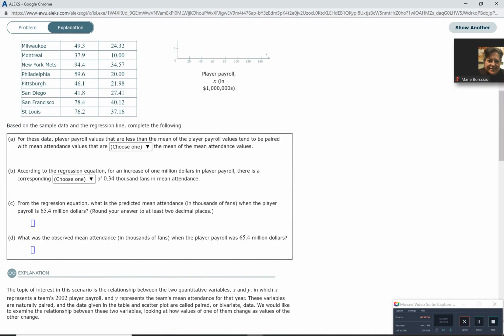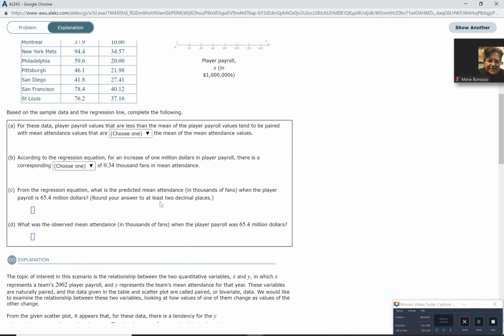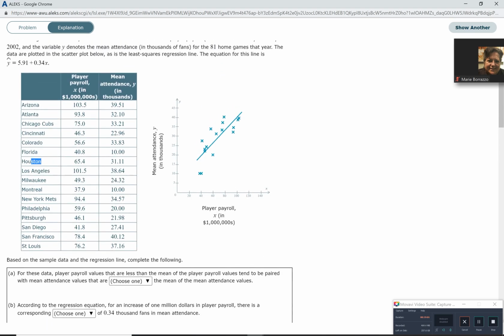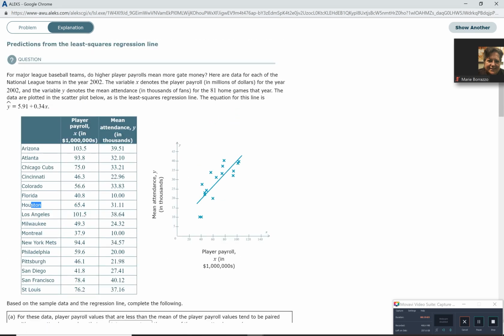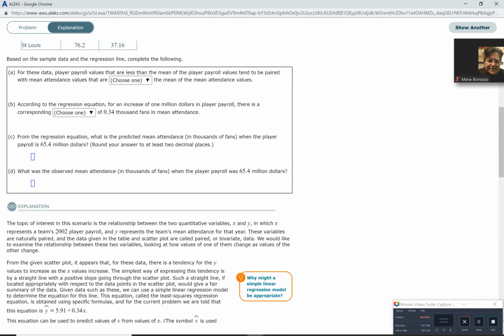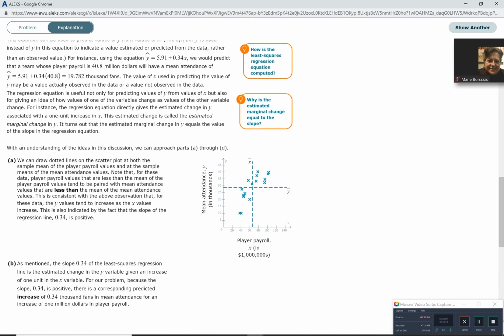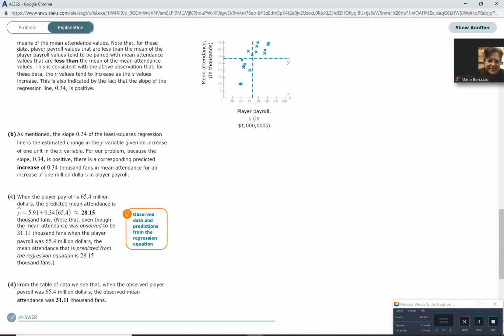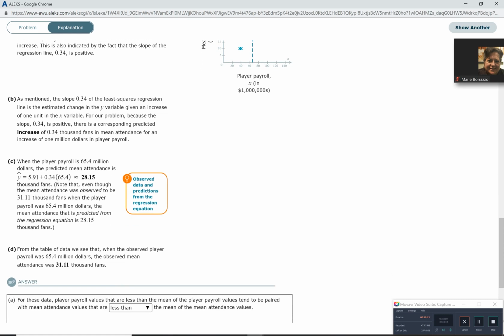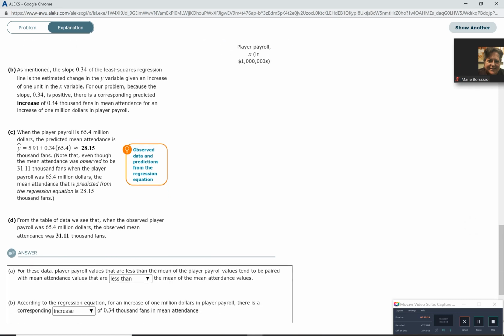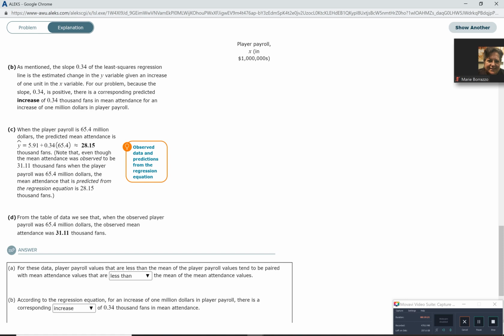All right, go across. And the one above, part C, you're plugging it into the equation. So they're showing you here, they're going to plug in the value into the equation. So you're going to say 5.91 plus 0.34 times 65.4 is 28.15. And that's all. Like I said, this is basically the same question over and over. You just need to focus on the nature of the question.